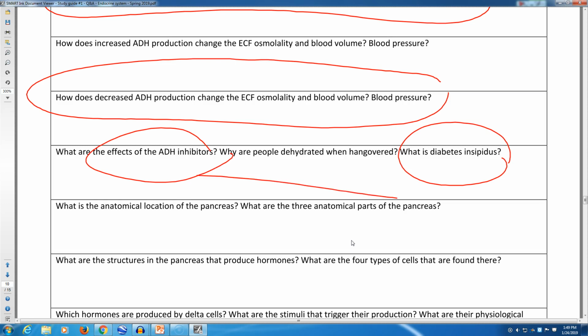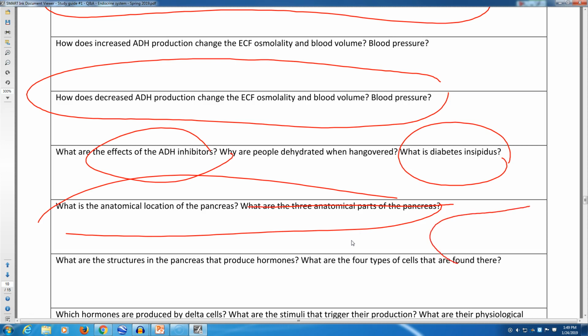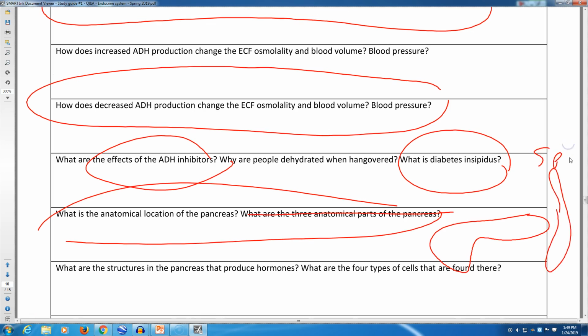Anatomical location. 3 anatomical parts. Never mind. I don't remember if there's going to be a question. Never mind. It's a head, tail, and a body. Okay. If this is the pancreas, and this is spleen, this is head, tail, body.